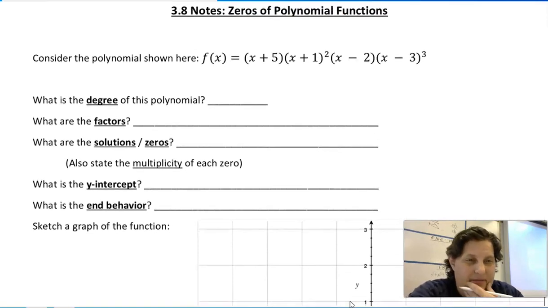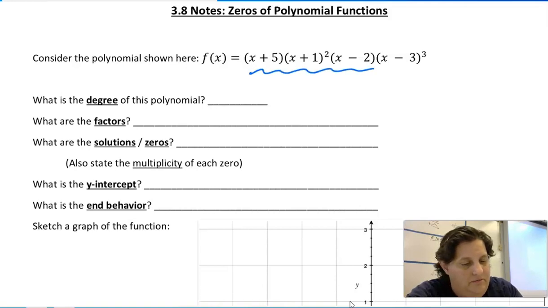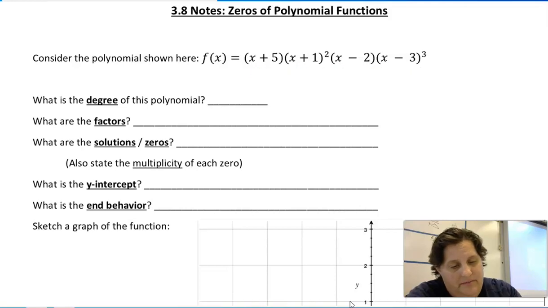You guys, that basically means how many x's. It means if I were to multiply out this whole thing, which I definitely don't want to do, that would be horrible. But if I were, what would my first term be? Well, I have an x from there, this one I have an x squared, this one I have an x, and this one I have an x to the third.